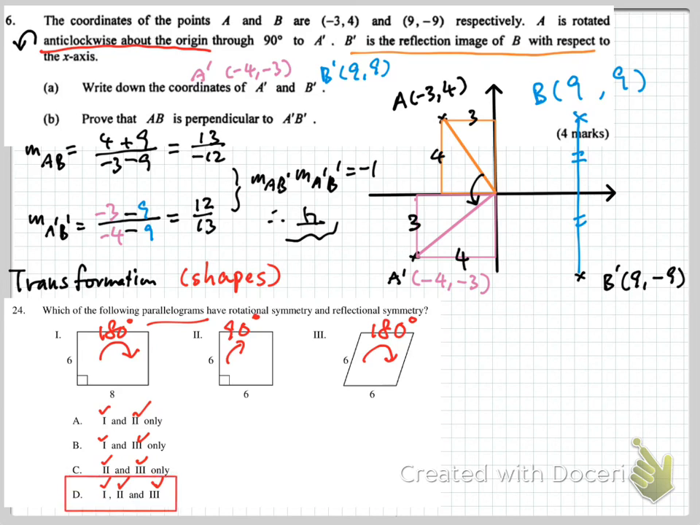So that's how we work on shapes. When you translate, rotate, or enlarge a shape, what will the new shape look like?